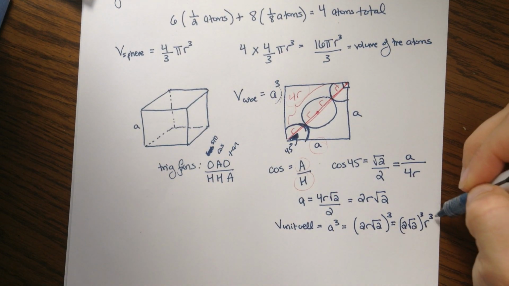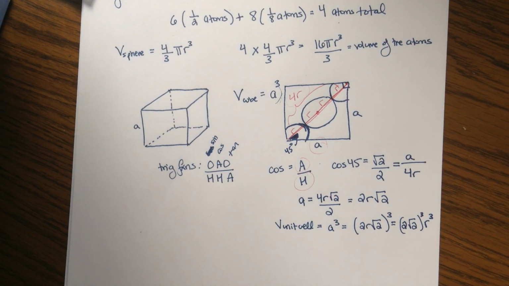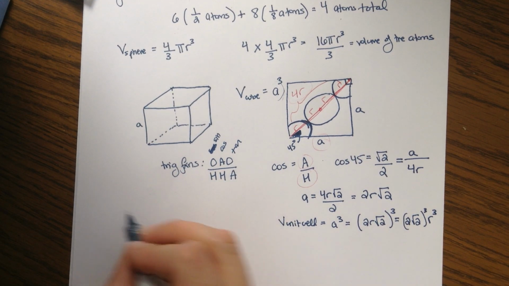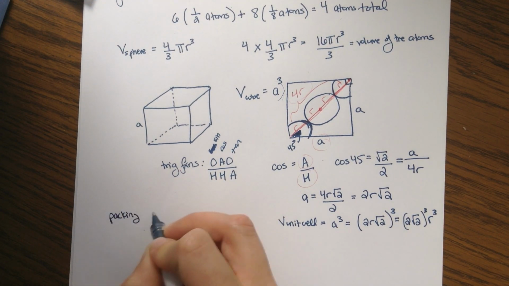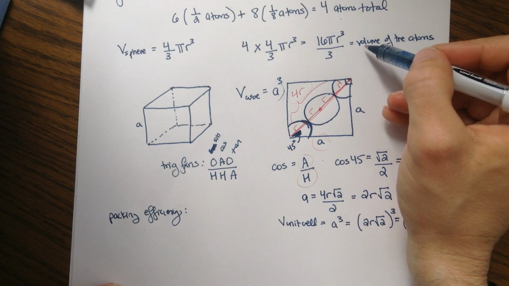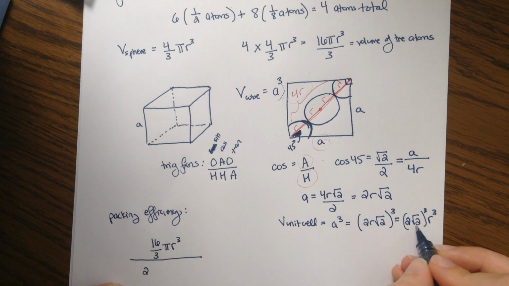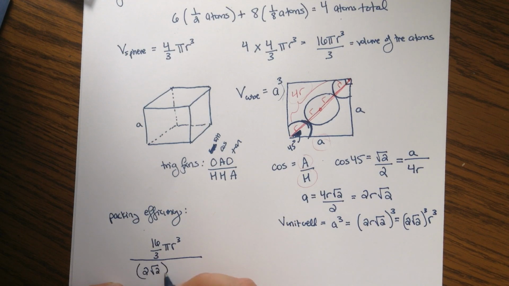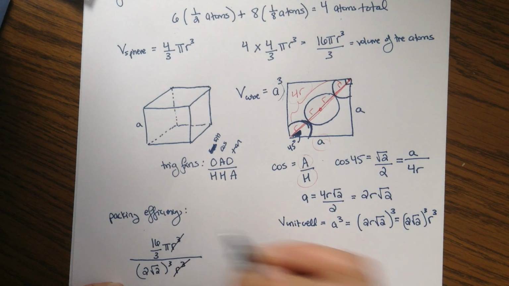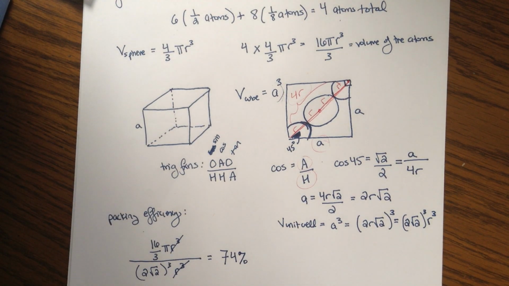Now look, oh, this is so exciting. Now we've got R cubed in the volume of the unit cell. It's going to cancel out with R cubed in my volume of atoms. This is great. So now packing efficiency. I'm finally ready to calculate it. I take my volume of atoms, 16 over 3 pi R cubed, divided by the volume of my unit cell, (2 square root of 2) cubed R cubed. These cancel, so great, and I end up with 74% packing efficiency for a face-centered cubic metal.